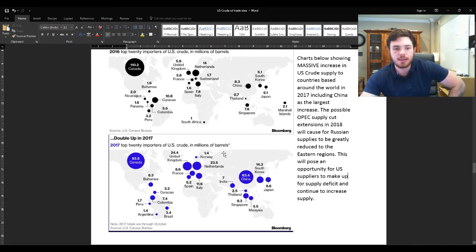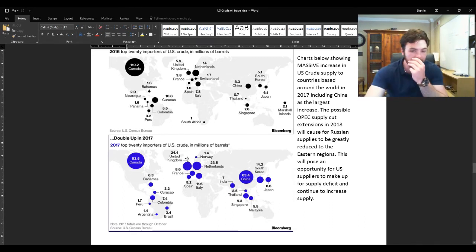You can see the Netherlands and areas in those places dropped off slightly. The UK rose from 5.9 million barrels to 24.4 million barrels. That is a massive increase. France rose to 8.6 million barrels. Spain rose, Italy rose. And then you can see in the eastern regions, you can see a massive increase. So Thailand nearly doubled. India rose slightly. You can also see Japan rose relatively well. South Korea rose over double, close to 3 times.